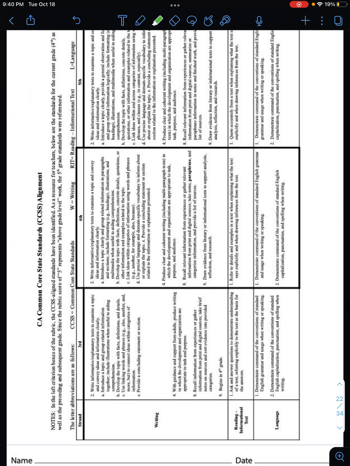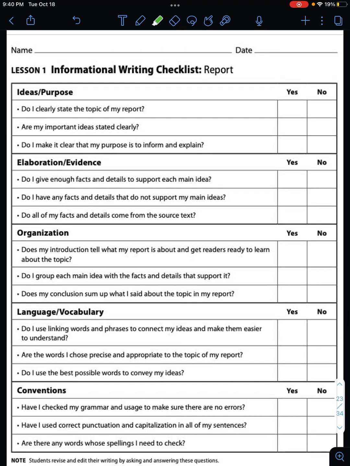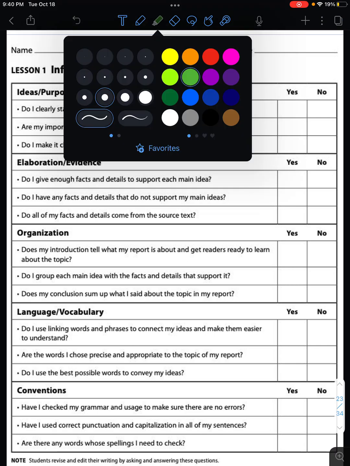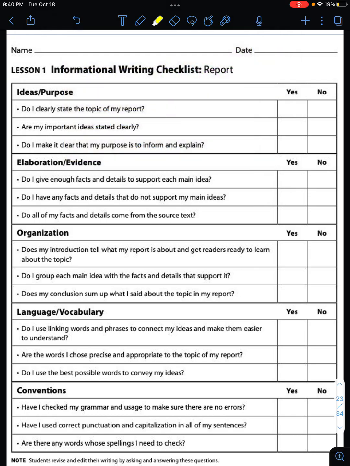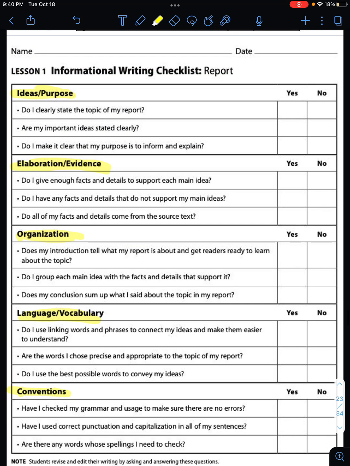Okay, here is a checklist. Okay, we've talked about this checklist. Go ahead and use this. It's a very good resource for you to have. Okay, so what is your idea, purpose? Okay, did you do that? Double check and make sure. Elaboration and evidence. Organization, is it organized? Language and vocabulary. Conventions. Okay, so this is a very good checklist, boys and girls.